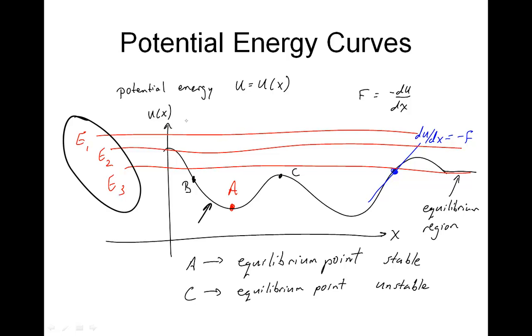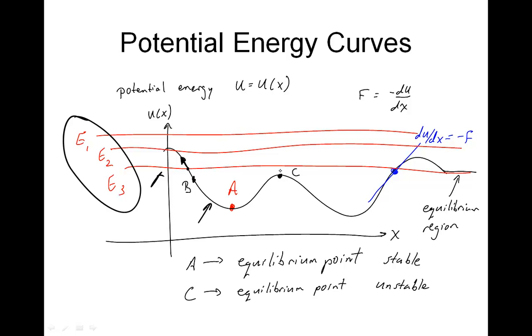If the roller coaster has some energy E1 higher than all of these hills, the roller coaster will continue to move. But if it has an energy E3, say in this area, it can never get to this location because the roller coaster cannot have more potential energy than the total energy of the system, assuming the potential energy is always positive. Okay, so some points of interest.